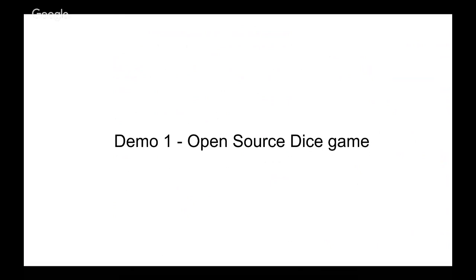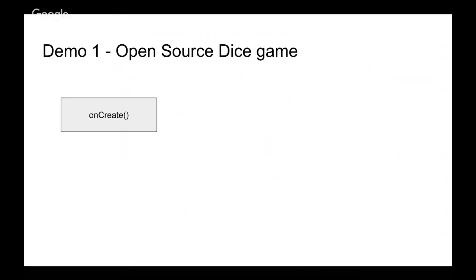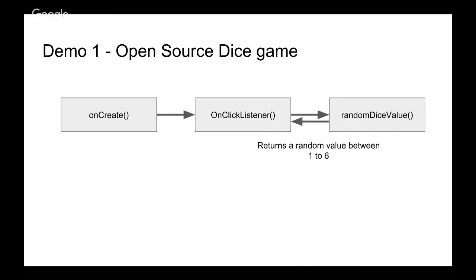So for all who did not understand, let's analyze that. As I mentioned, there is an activity lifecycle for every Android app. The onCreate is the method which is called just before showing you the screen. Now that called something called onClick listener, which was assigned to the button. So whenever you click the button, onClick listener executes. When that executes, it calls a function called random dice value. And what random dice value does is it returns a random value between 1 to 6. It can be anything from 1 to 6.